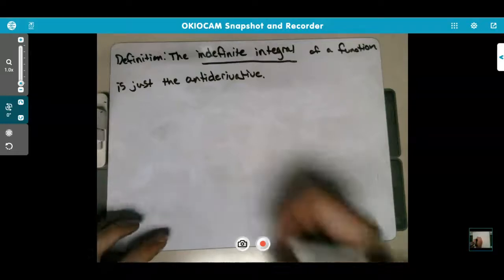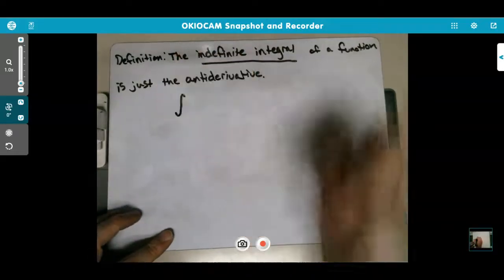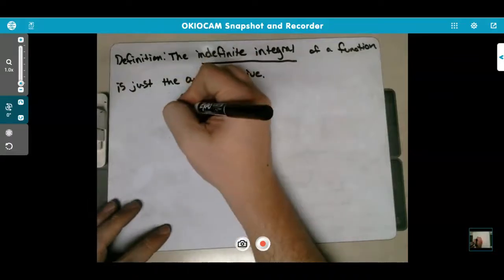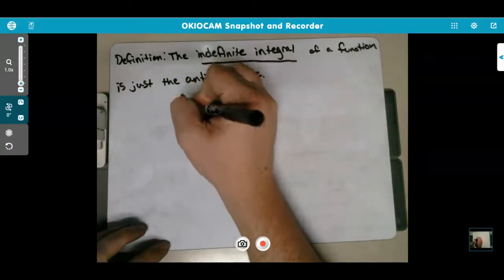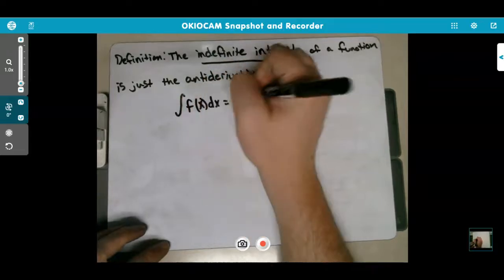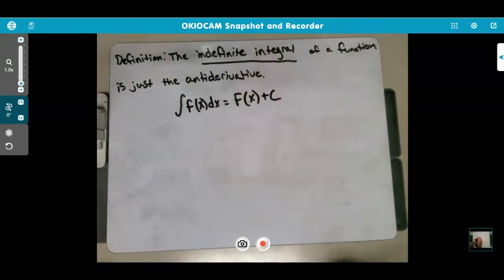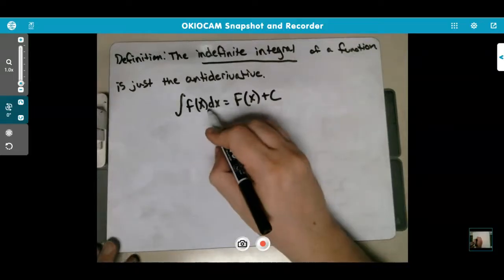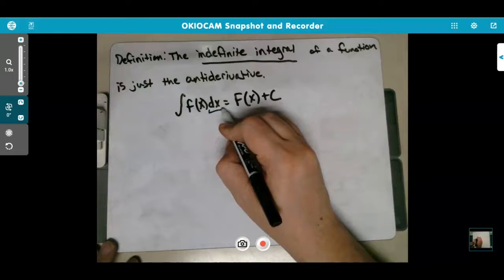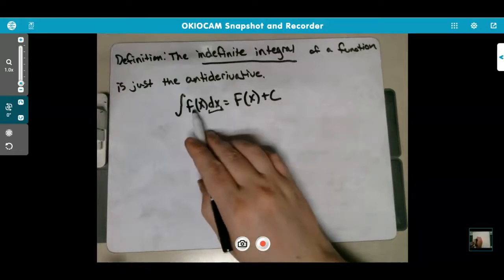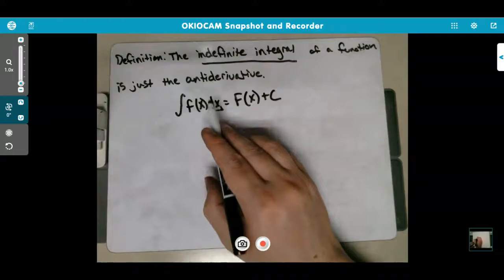And how I write that is with this lowercase sigma. That sign right there. The integral of f of x dx is equal to the antiderivative plus c. What this dx here does is it lets me know it's in terms of x. So it's a function of x in terms of x.